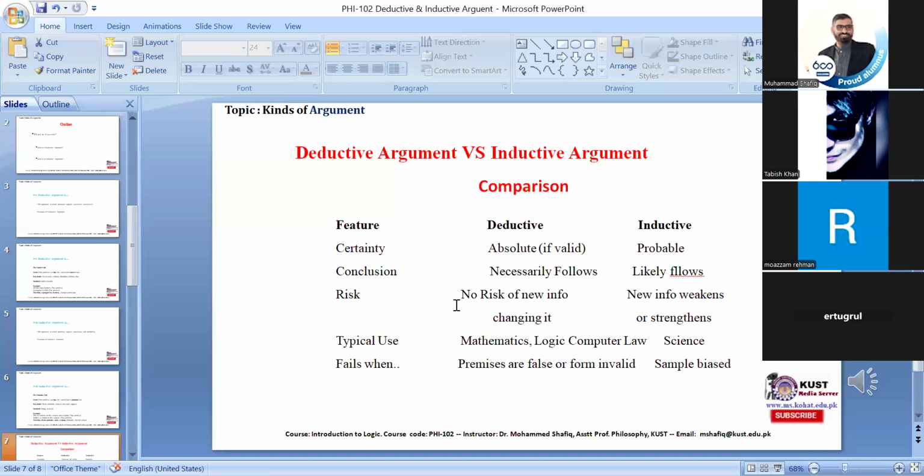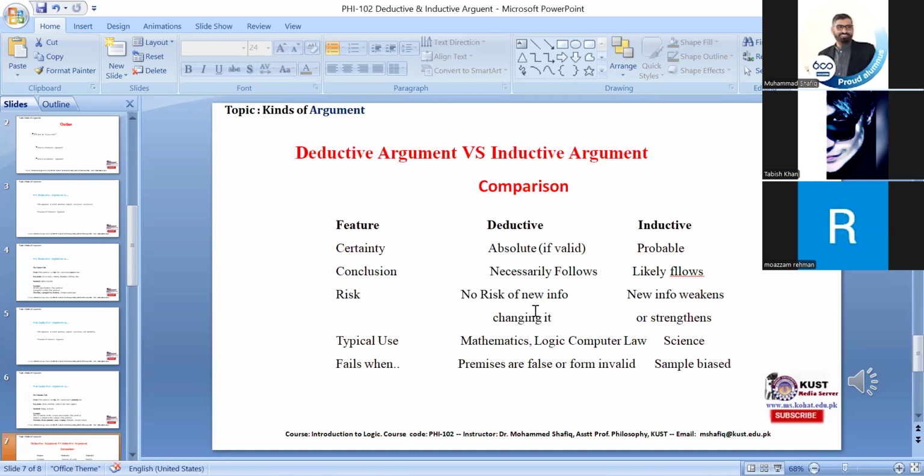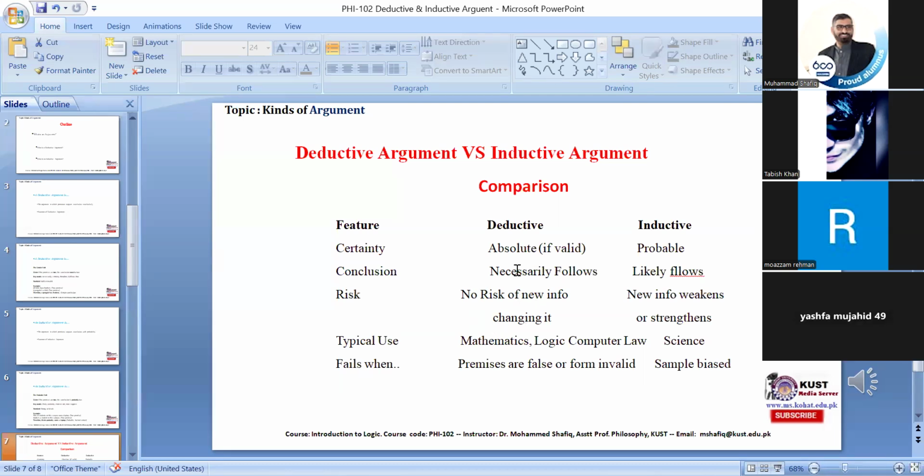The risk in a deductive argument: there is no risk of new information. Once you say that all men are mortal, then if Mr. X is a man, Mr. Y is a man, Mr. Z is a man, it does not matter. Once you have claimed that all men are mortal, then the addition of any new men in that category would not risk or change the argument. While in an inductive argument, new information weakens our strengths.